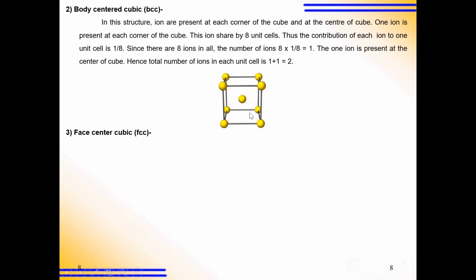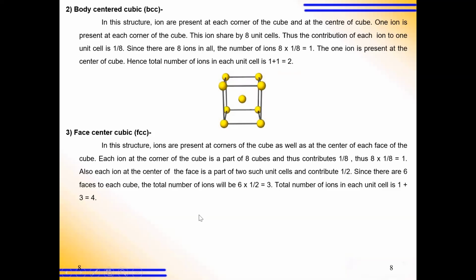So total ion contributions in the body centered cubic, in a BCC unit cell, is 1 plus 1, it is 2. तर ती किती असणार आहे? 2 असणार आहे. सिंपल क्यूबिक मध्ये किती होता? 1 होता. बॉडी सेंटर्ड क्यूबिक मध्ये ते आयन्स कॉन्ट्रीब्युशन्स 2 असणार. Now see the third type, that is a face centered cubic.